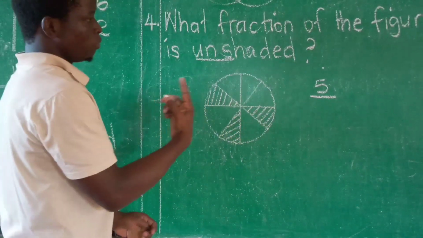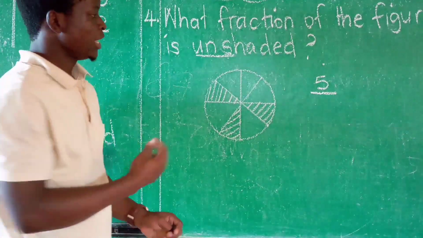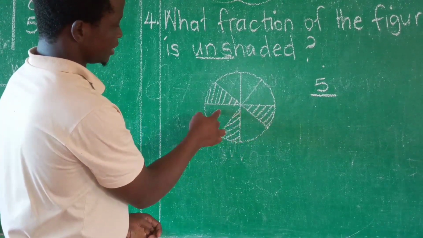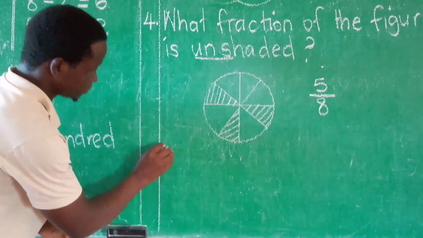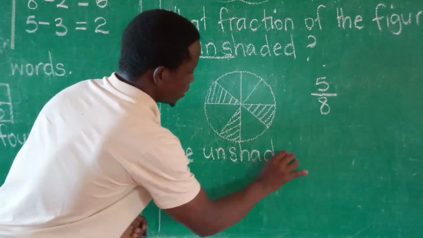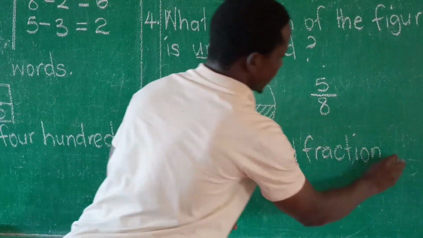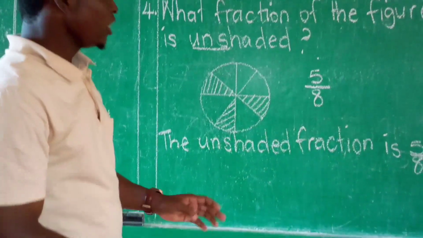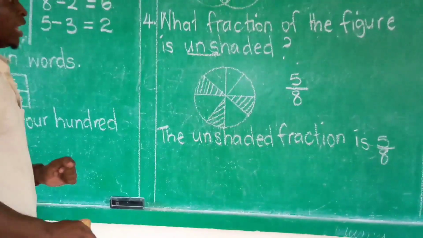Out of what do we put as our denominator? All the parts in the figure. You understand? How many are they all together? 1, 2, 3, 4, 5, 6, 7, 8. Good. So the unshaded part, the unshaded fraction, is 5 out of 8. If you say 3 out of 8, that is the shaded fraction, right? Yes. Let's go ahead.